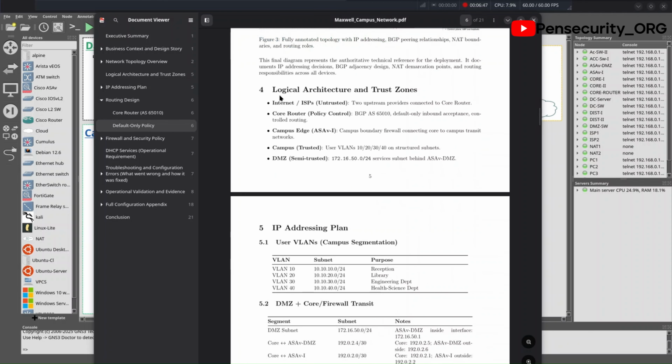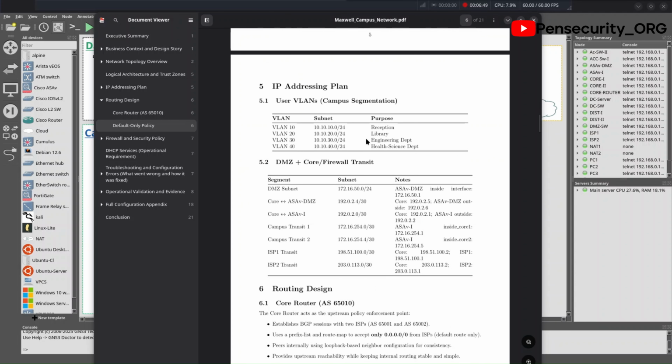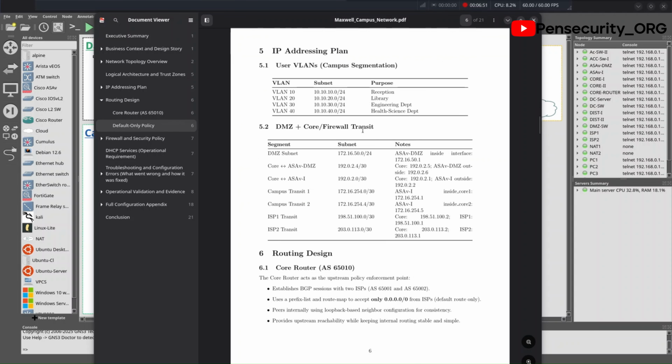Then we're talking about the logical architecture. This is where I want to focus my attention right now, the IP addressing. The network itself has 6 VLANs, but I excluded 2 VLANs because they are not like regular VLANs. VLAN 50 is at the server at the data center, then VLAN 60 is at the server, the DMZ. Those are secured servers, so they're not like public VLANs.